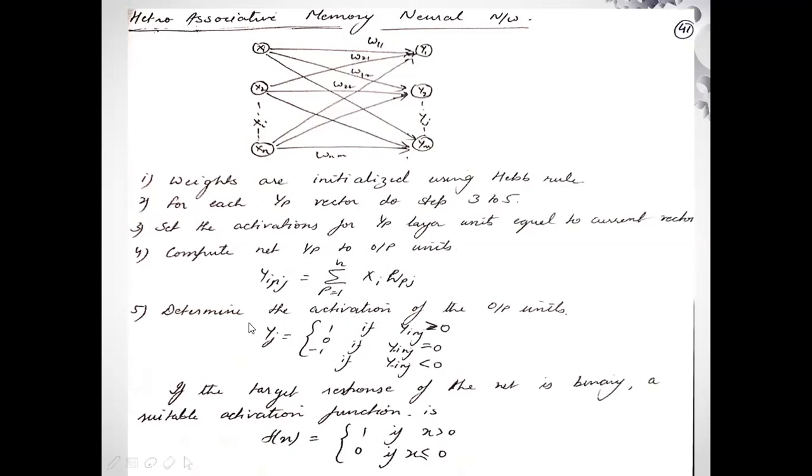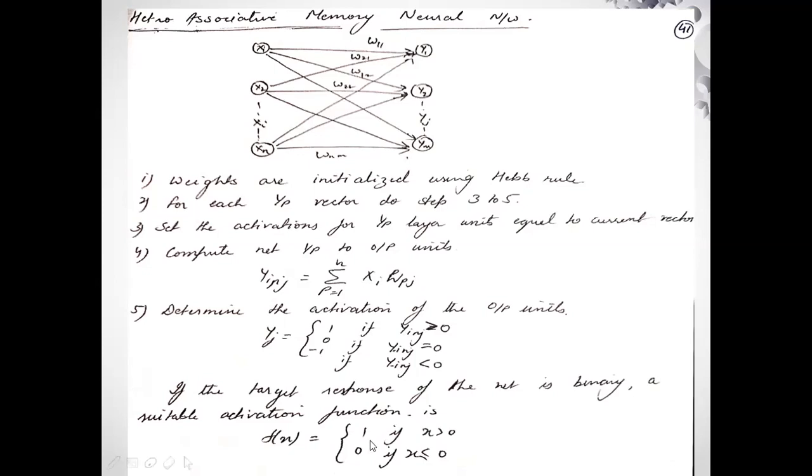So now we have to determine the output function. The output function will be calculated according to the net weighted input. So the net weighted input is compared. If the net weighted input is greater than 0, the output will be 1. If the net weighted input is equal to 0, it is 0. And if it is less than 0, it will be -1. So this is the activation on the output unit. Now finally, the target response is the binary response.